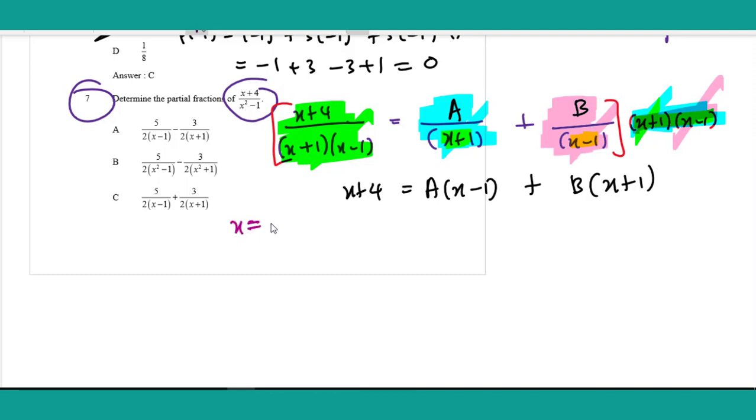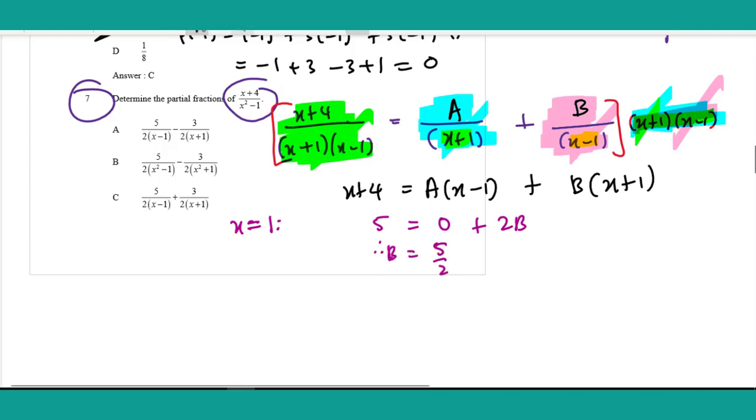x is equal to 1. Substitute on the left and also on the right. 1 plus 4 is 5. 1 minus 1 is 0. And 1 plus 1 is 2, so 2b. Therefore, b is equal to 5 over 2.